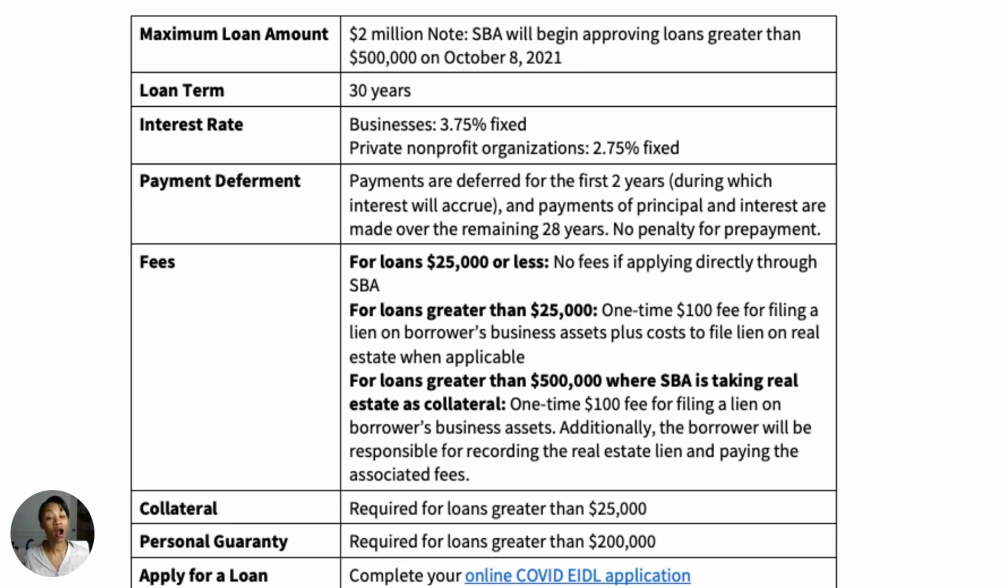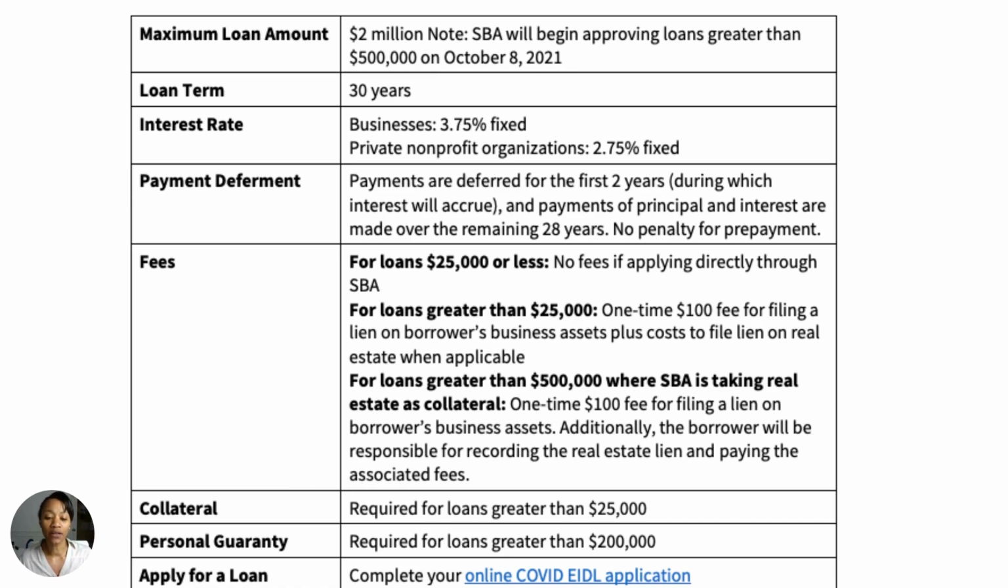There are fees that apply to this loan. Anything less than $25,000 has no fees if you're applying directly through the SBA. Any loans greater than $25,000 have a one-time filing fee of $100, and it will be attached to your loan.